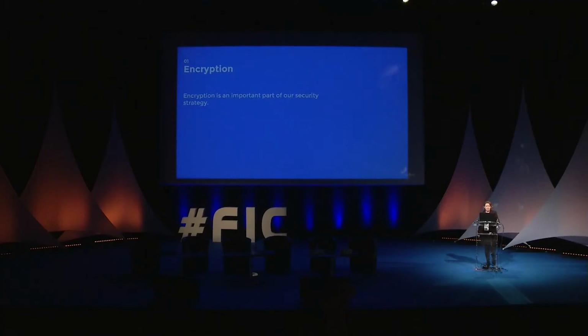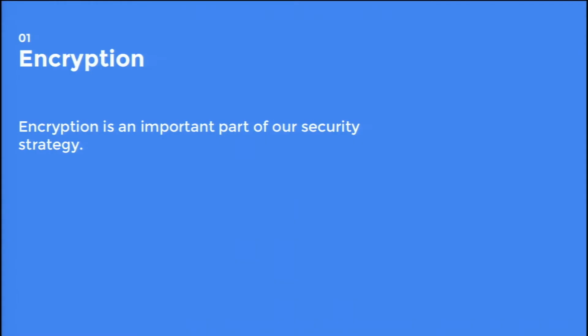So starting with the big one, encryption. Encryption is an important part of our security strategy. We're always looking at ways to protect our networks, protect our users from various adversaries, and encryption can be a really important tool. This graphic shows some of the various ways that encryption touches on our network and our users.